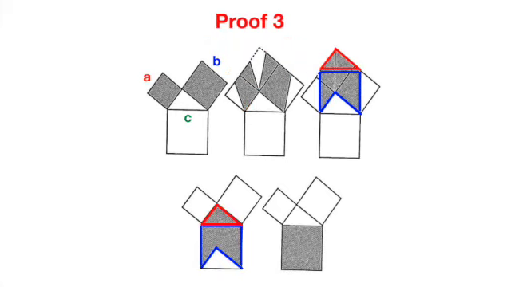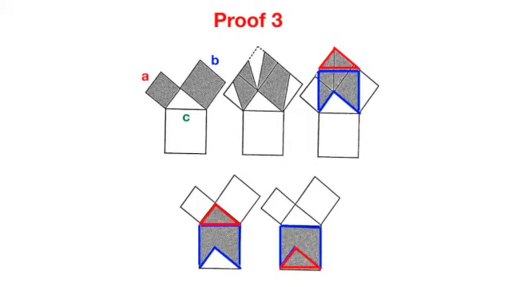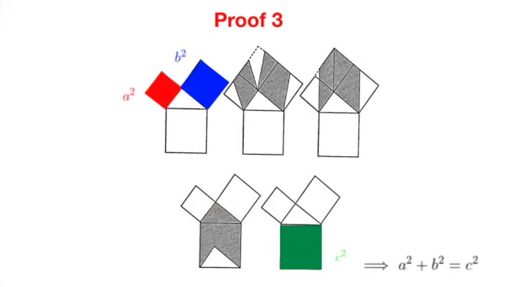To get the third diagram to the fourth one, we just have to shift the whole thing down. And finally, to go from the fourth diagram to the fifth, the red triangle is cut and pasted onto the piece which is initially missing in the square. This series of transformations shows that the sum of the areas of the 2 squares, a square and b square, is equal to the area of the bottom square, which is c square. And we have again proven the Pythagoras theorem.